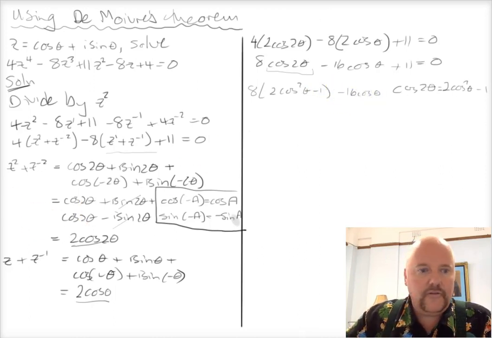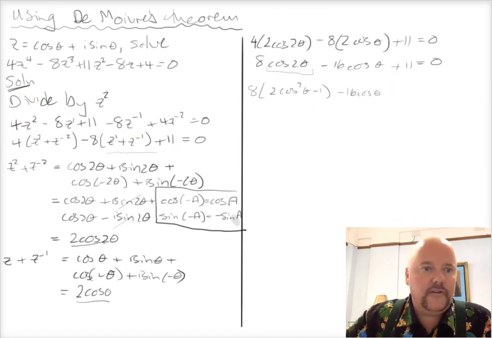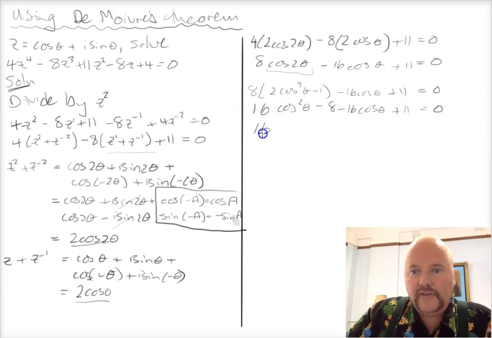plus 11 equals 0. Again, expanding, we get 16 cos squared theta minus 8 minus 16 cos theta plus 11 equals 0. With a bit of simplifying, we get 16 cos squared theta minus 16 cos theta plus 3 equals 0.